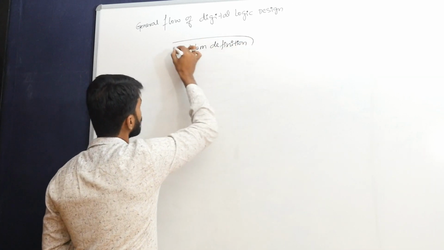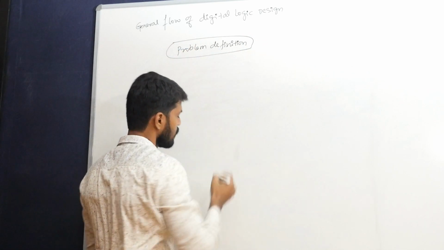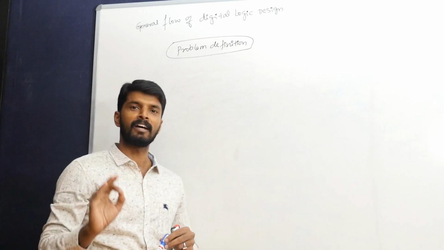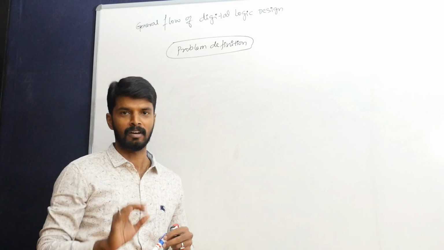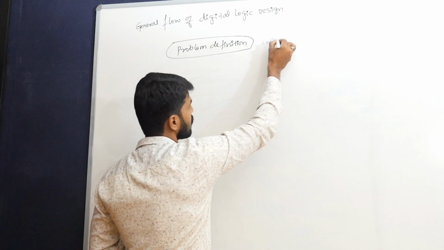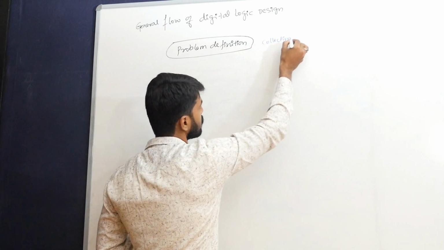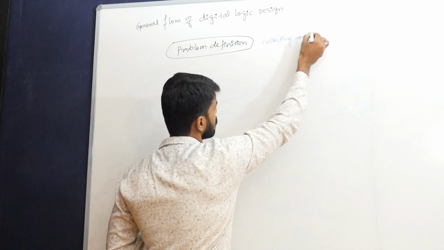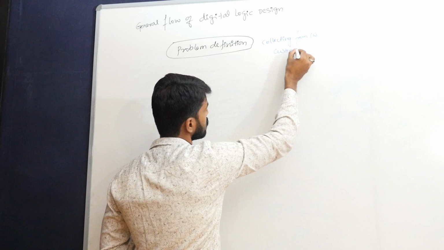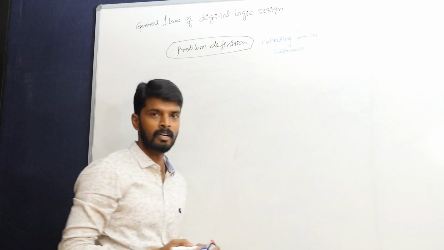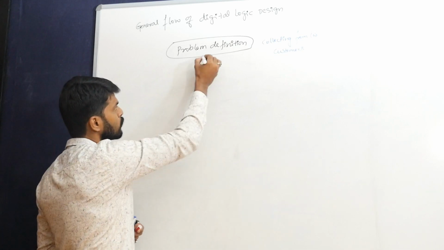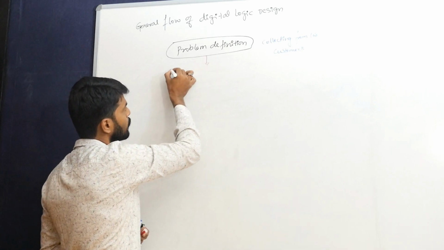Then from where are we getting the problem definition? We all know that we define the problem definition based on the customer requirement, isn't it? This we are collecting from the customers, isn't it? And later, we need to construct a truth table for that problem definition.